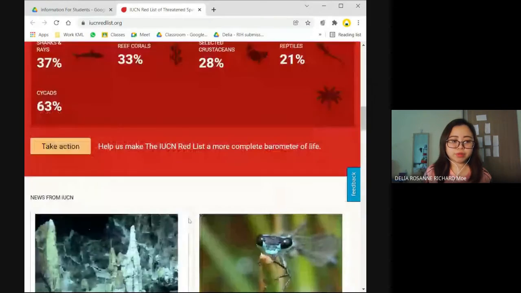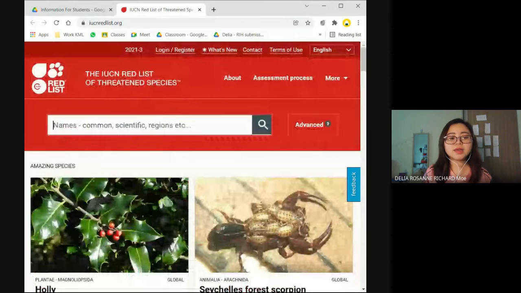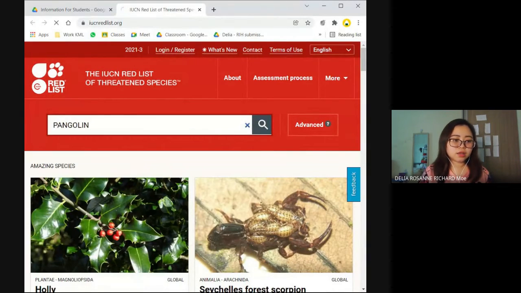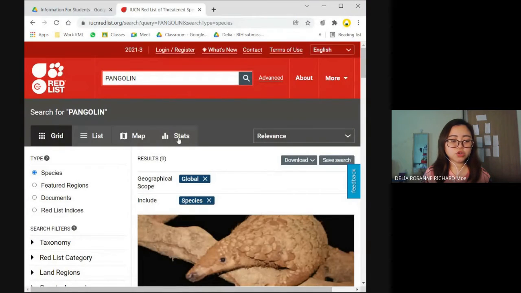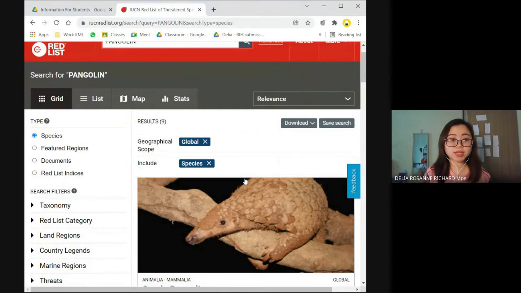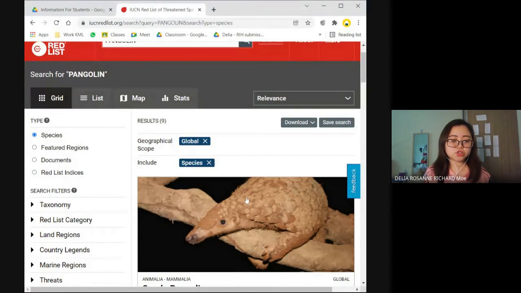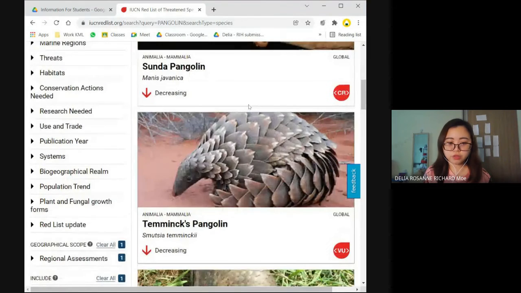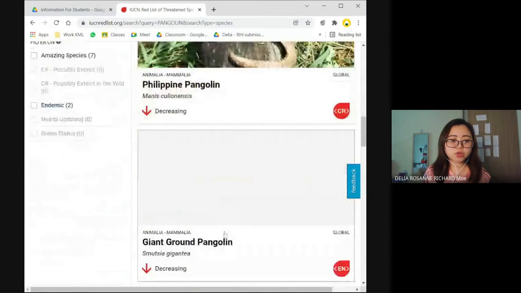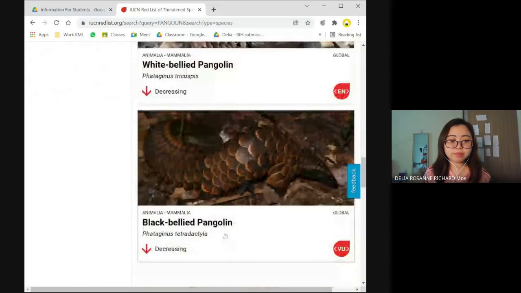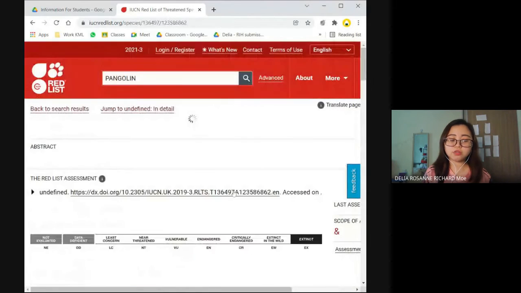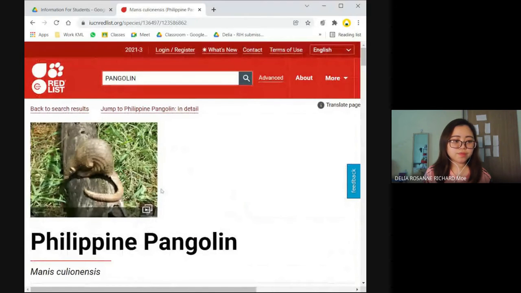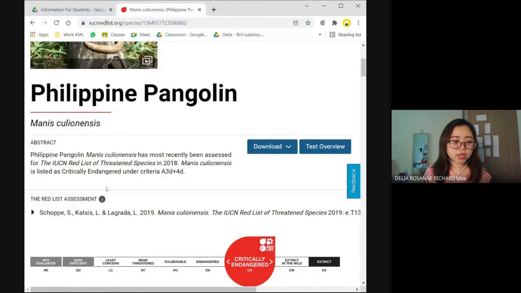So say for example, you are very lucky and you found a pangolin. Example, you found a pangolin. So you go to this website, you Google pangolin. If they have its information on the website, then you will find it. So for example pangolin, there are several different types of pangolins. Then you think, okay, which one looks most like the animal I found? I think that one was more like the Philippine pangolin, for example. Okay, so then I look at its information.